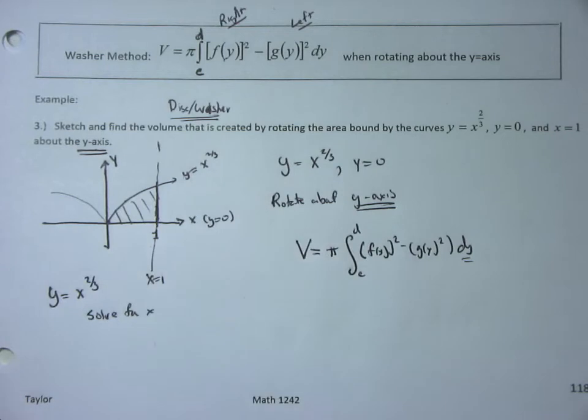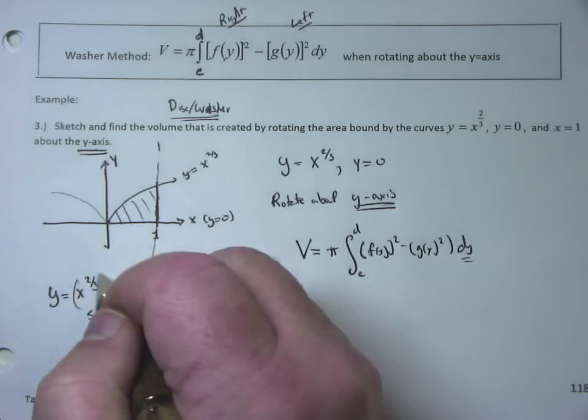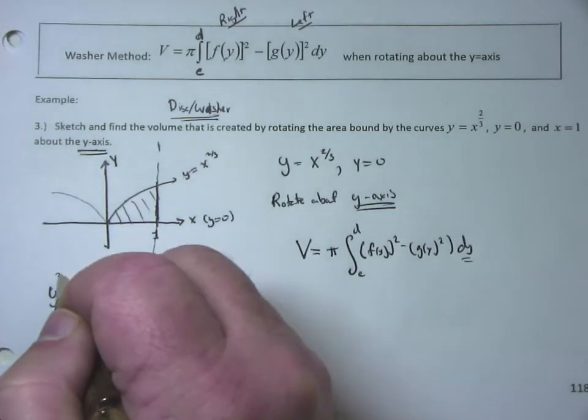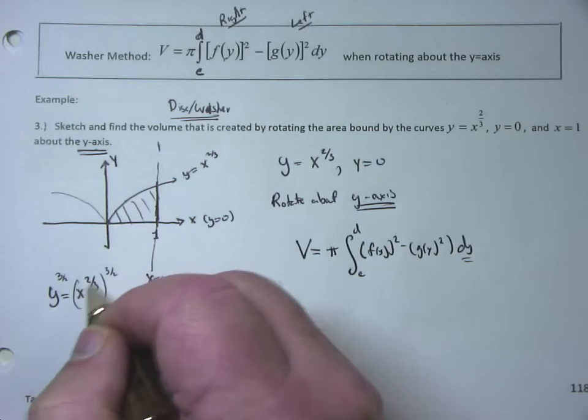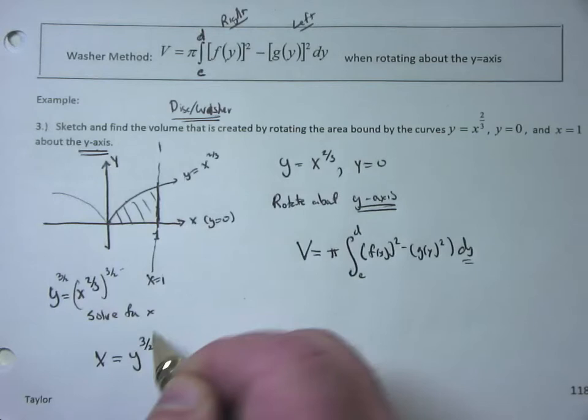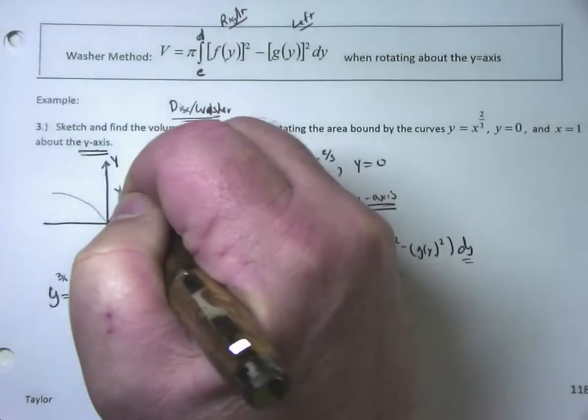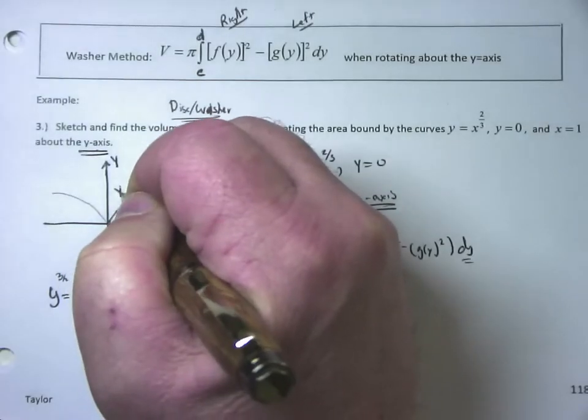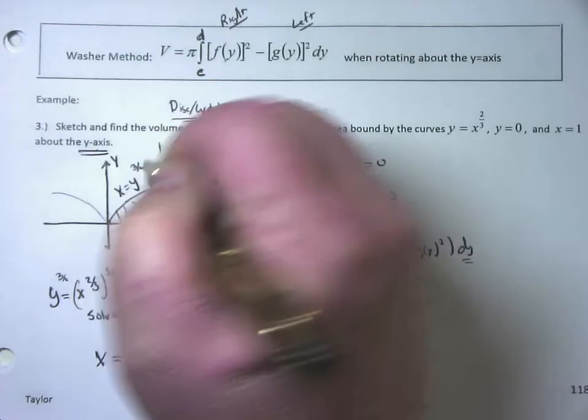what gets rid of a 2/3 power? Raising it to the 3/2 power. What I do to one side, I do to the other. This is a power to a power, so multiply, and you end up getting x is equal to y to the 3/2 power. And that's what this curve is. X is equal to y to the 3/2 power.